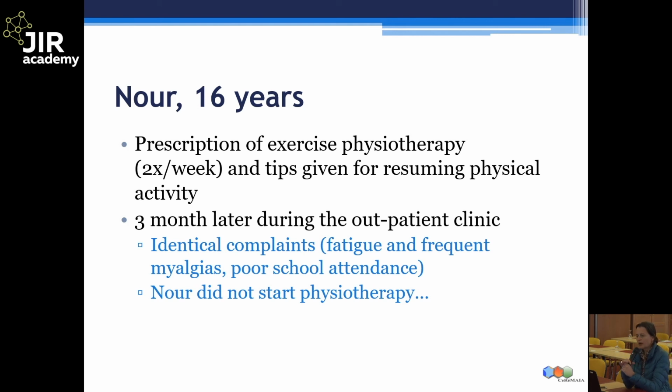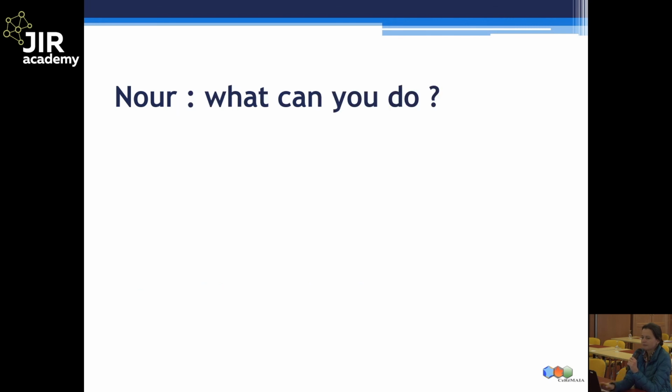So I prescribed her exercise physiotherapy twice a week. And I gave her some tips for resuming physical activity. And I said, okay, we will see you again in 3 months. She came back 3 months later. She had exactly identical complaints, fatigue and frequent myalgias, poor school attendance, but she didn't start physiotherapy. So, my question to you, what can you do in this patient?